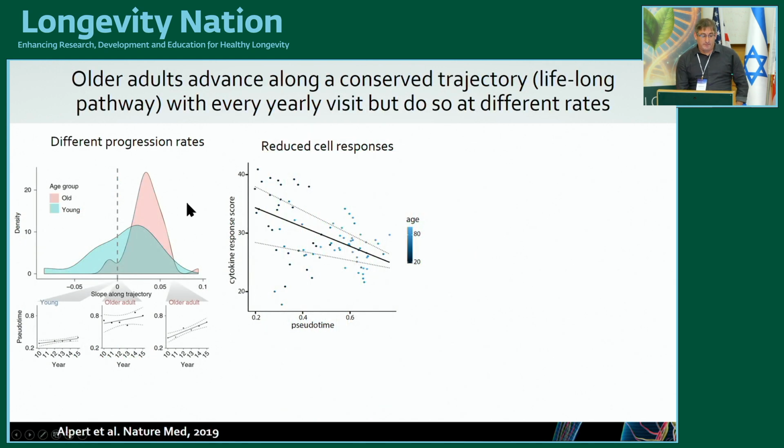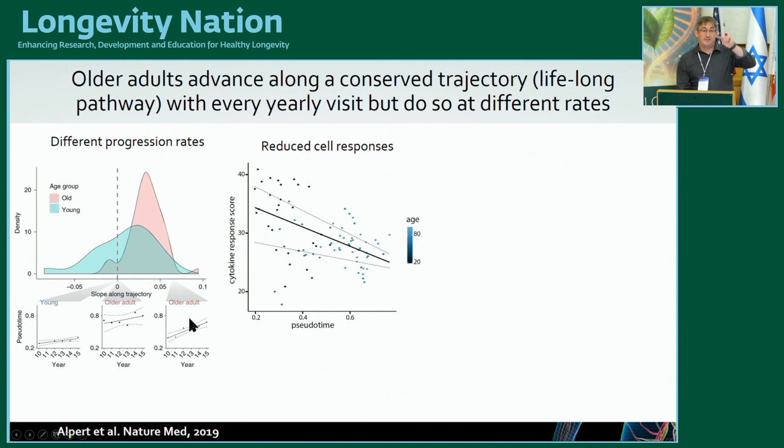So how do I see this? Well, here are the old individuals in the study and the young ones. The young, you can see, are kind of noisy. They move around in the longitudinal data. On the trajectory, the pink are the older individuals. Their slope is always positive. They keep moving forward on the trajectory, just at different rates. Here's one person moving slowly. Here's another one moving much faster.